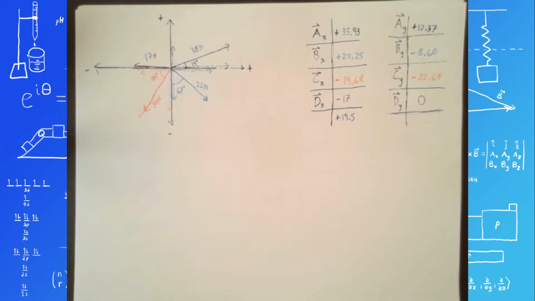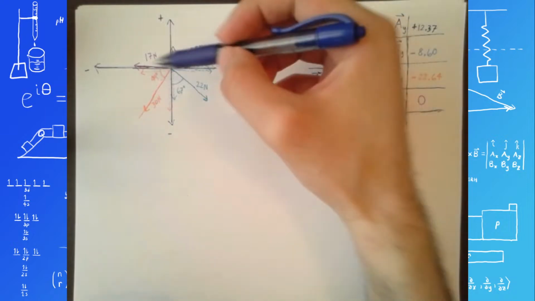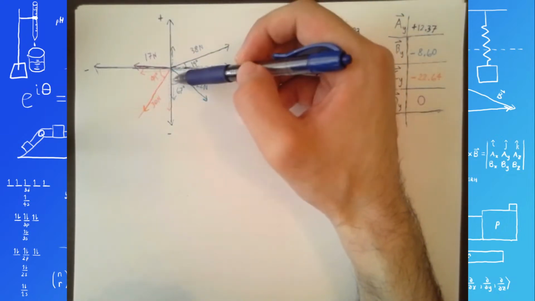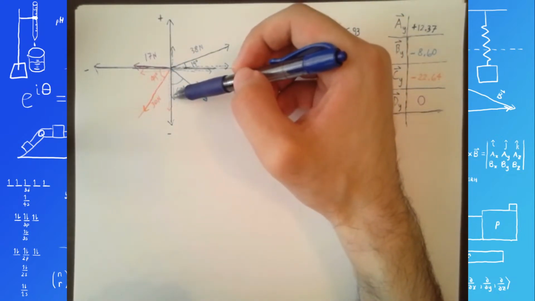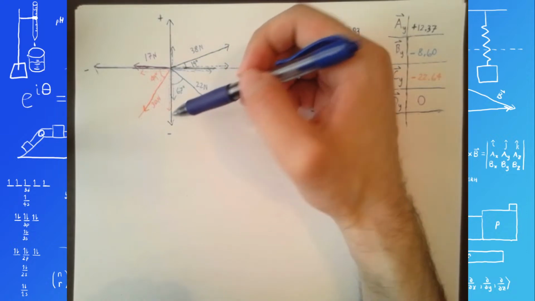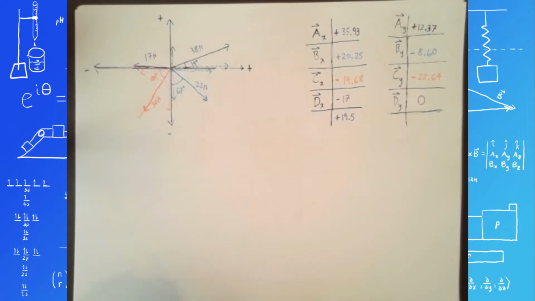Okay, now let's do the same thing for the vertical components. So I've got 12.37 up, negative 8.6 downward, and also negative 22.64 downward. Well, saying negative and downward is kind of a double negation. I want to avoid using that kind of language. I'll just say 8.6 down and 22.64 down. Yeah, that's probably the better way of saying it.